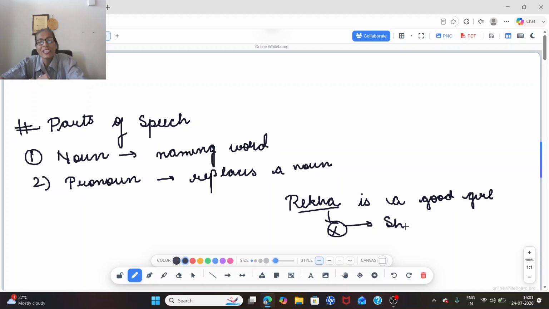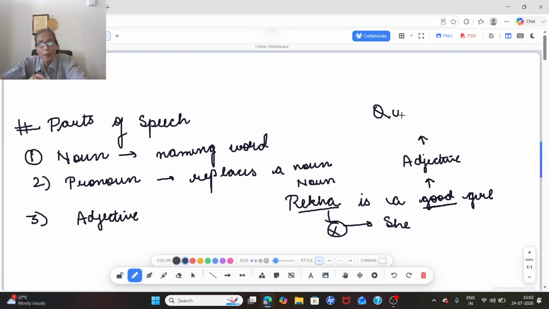The third part of speech is adjective. When I say Rekha is a good girl, I used Rekha as a noun, but I used good as a quality. So when we are speaking about a quality of a noun, it is categorized as adjective. So adjective talks about the quality of a noun. It can modify a noun in any way. It could modify a noun talking about its quantity also. There are many details. We will talk later, but here I'm just referring to parts of speech.